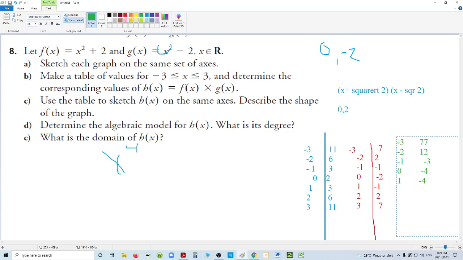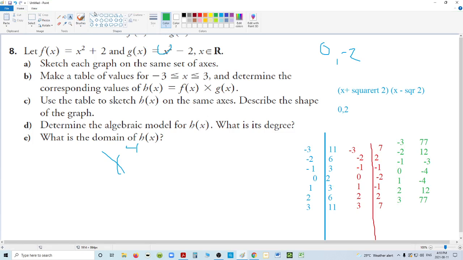I'm just multiplying all the y values. At 2, we're going to get 12. Repeats. At 3, it doesn't quite repeat. Yeah, it does, 77. Because the numbers repeat, the multipliers are going to repeat as well. Notice something interesting happens at 0, though. It's no longer the vertex.